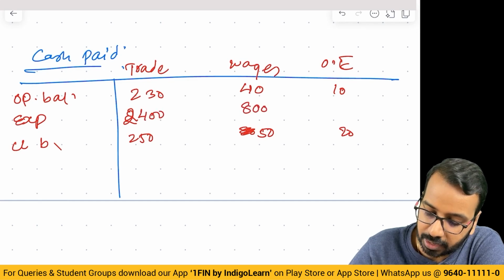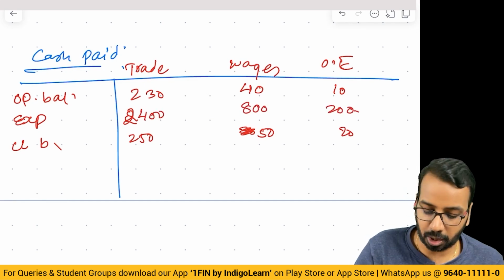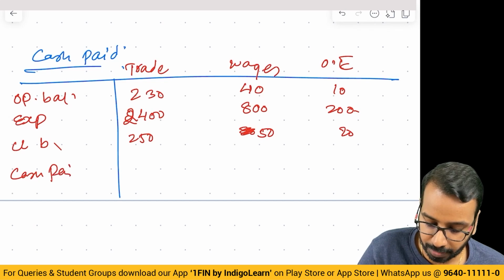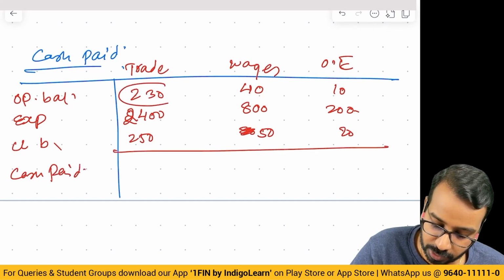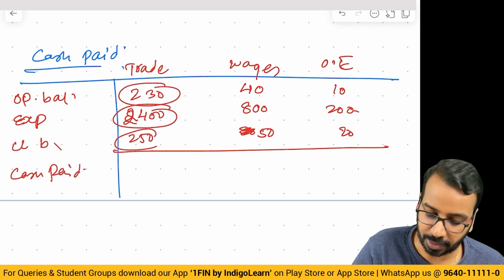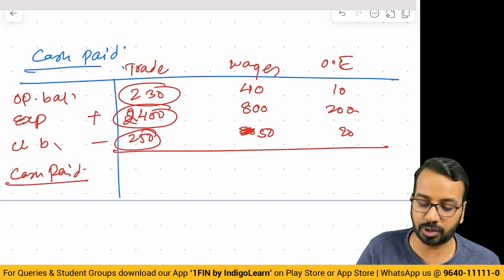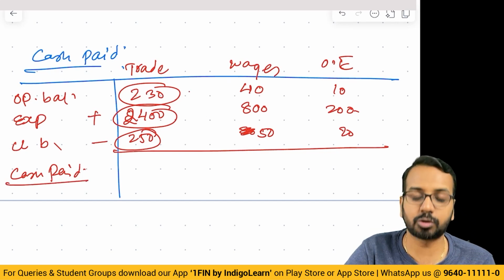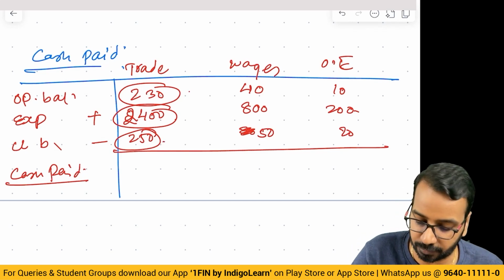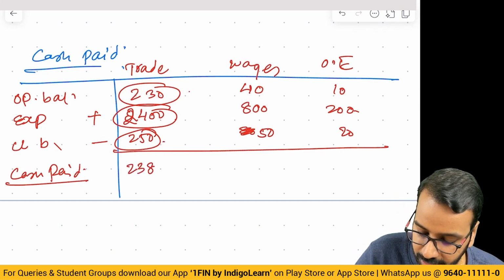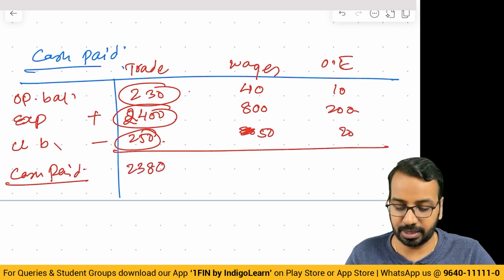2400, 800 and 200. Now how do we get the cash paid? Simply, whatever is the opening balance plus expenses minus closing balance. Opening balance plus expenses minus closing balance will give you cash paid. 230 plus 2400 minus 250, if I do, I get 2380. That is the cash paid.